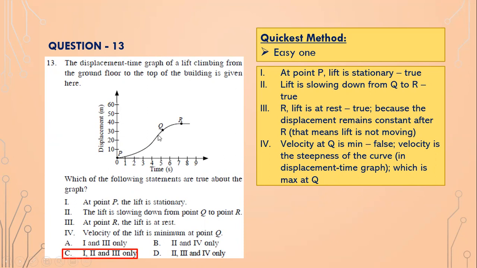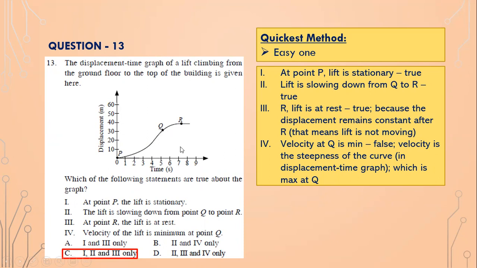Actually, the velocity here it will be maximum. The steeper the curve, the greater the velocity. At Q also the velocity is high. It is not really maximum. The maximum is this part. At Q actually it is starting to slow down.